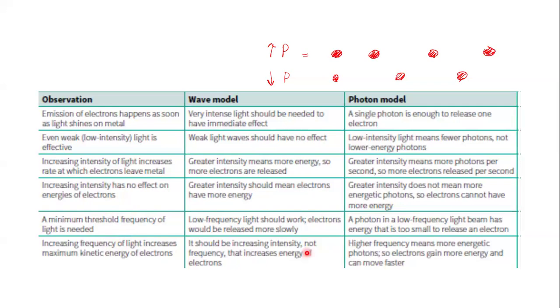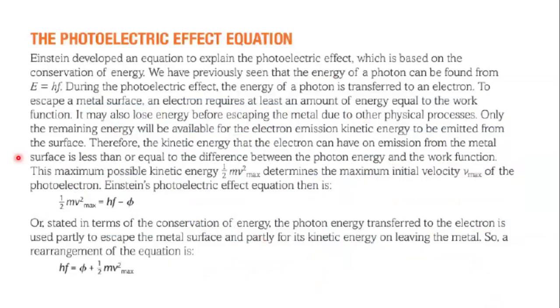So they said if light is traveling as a wave, then the frequency should only affect the speed of the release of electrons, how quickly the electrons are being released. It should not have an effect on the energy, right? So these two observations they could not explain using the wave model, but both of these can be explained if we consider light to be traveling as a photon. So keeping this in mind, they came up with a photoelectric equation.